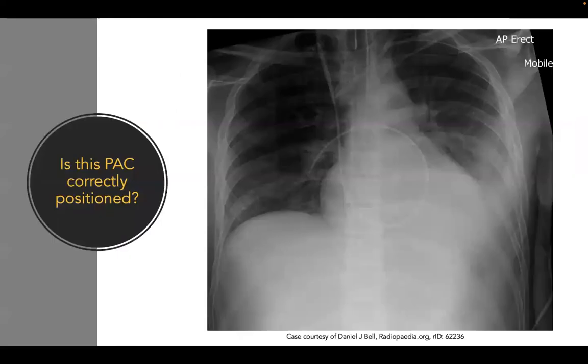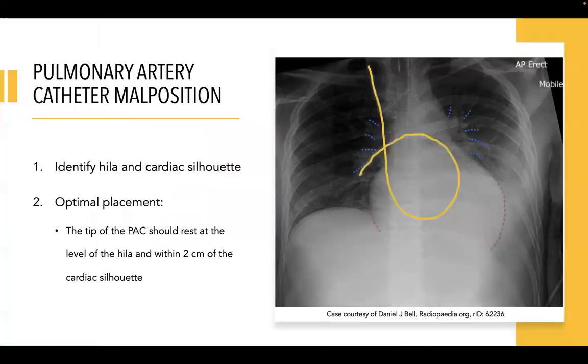Is this pulmonary artery catheter correctly positioned? This pulmonary artery catheter is not correctly positioned. Begin by identifying the hila. The hila, also known as the lung roots, are structures containing the pulmonary vessels and major bronchi.